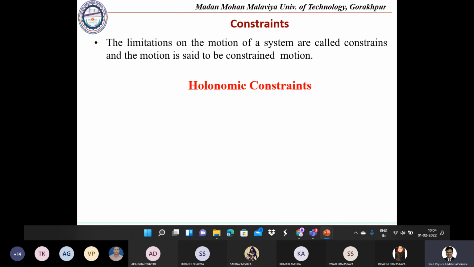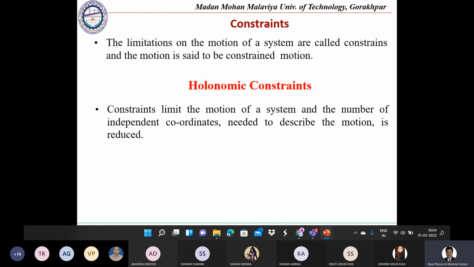So that has been divided into two parts, that is holonomic constraint and non-holonomic constraint. Let us see what the holonomic constraints are. The constraints limit the motion of a system and the number of independent coordinates needed to describe the motion is reduced. Actually, whenever the constraint will be there, then that constraint will reduce the independent number of coordinates which is required to describe the motion. क्यों?